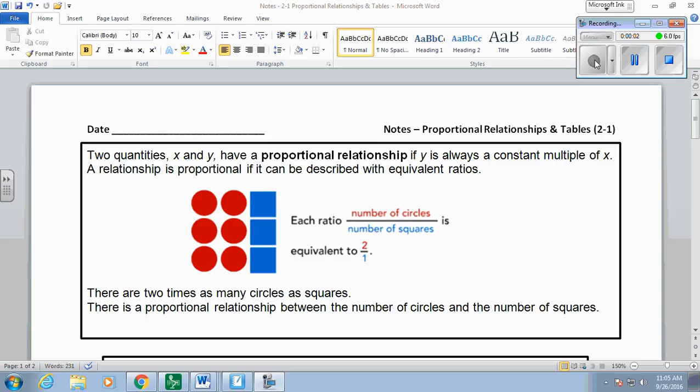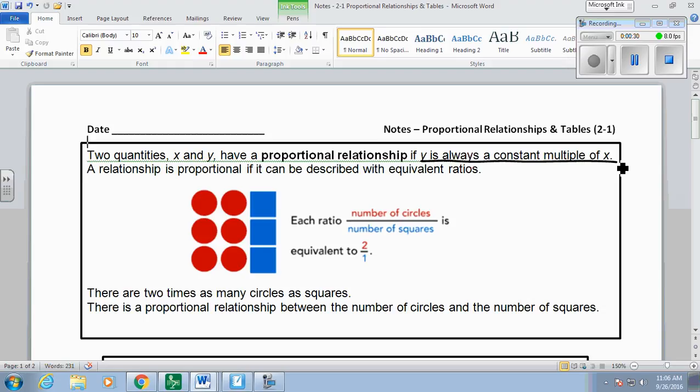Welcome back. We're starting topic 2 today, proportional relationships and tables. We did touch on this in the first topic, but we're really going to dive into what a proportional relationship is in topic 2. We first have our sentence saying that two quantities, x and y, have a proportional relationship if y is always a constant multiple of x. That is a very deceiving sentence. Y is always a constant multiple of x.